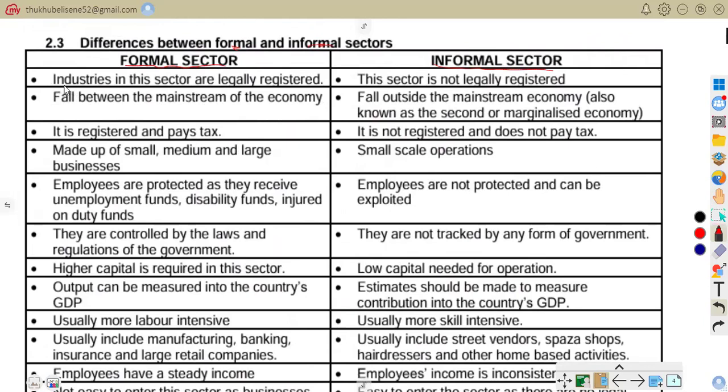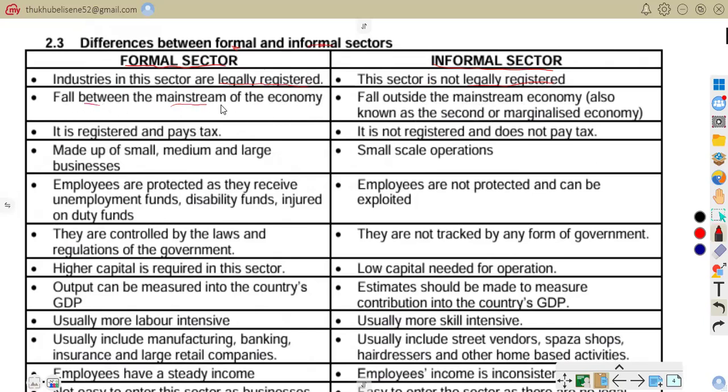As it says, under the formal sector, industries are legally registered, while the informal sector is not legally registered. For example, a registered company versus a street vendor, which is informal. Under the formal sector, businesses are known to the authorities, as we know very well that they pay tax. The informal ones are not known to authorities.